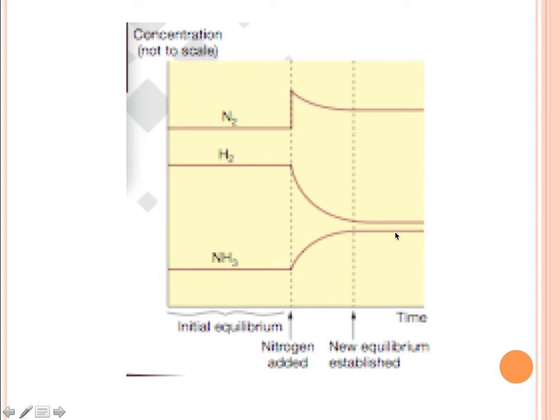If you see a sharp change in just one thing on your graph, then that means that you've added or removed, depending on which way it goes, one thing.